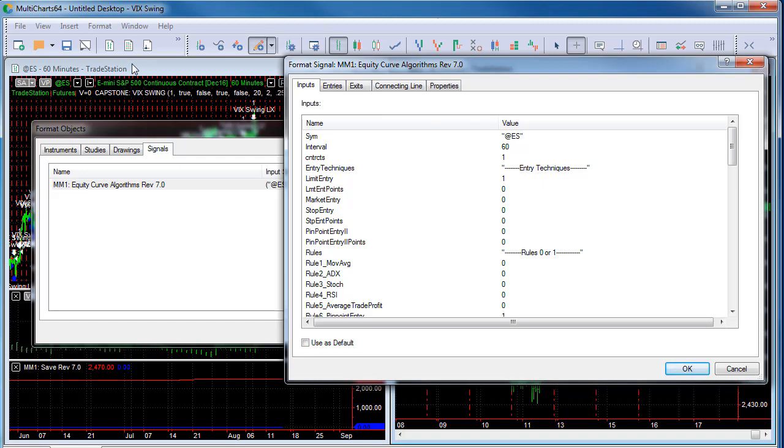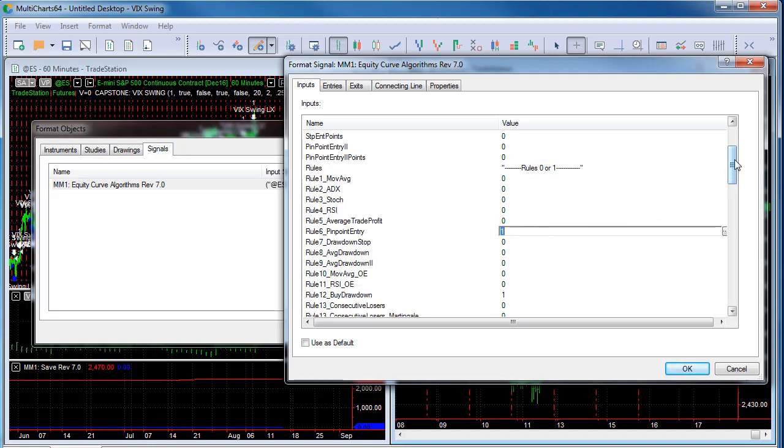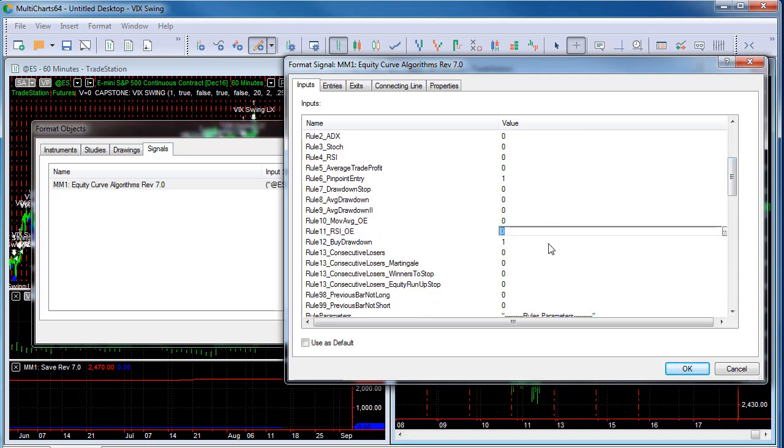You could change the information. If you change the information on the left, the symbol or the interval, it needs to change in these inputs on the right. For this strategy on the right, these two inputs. One contract limit entry, and then we're using the pinpoint entry algorithm and the buy the drawdown algorithm.